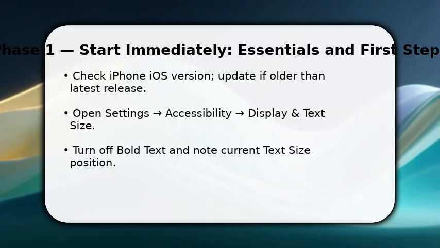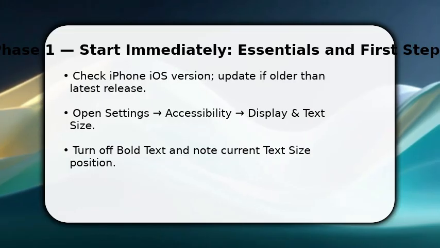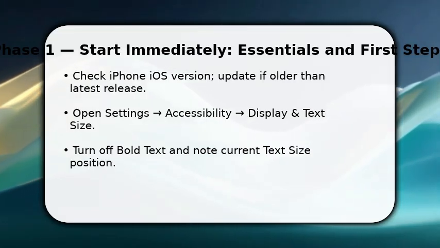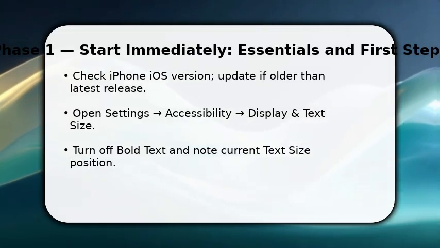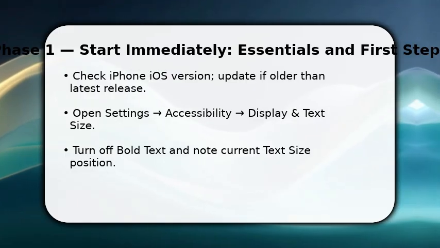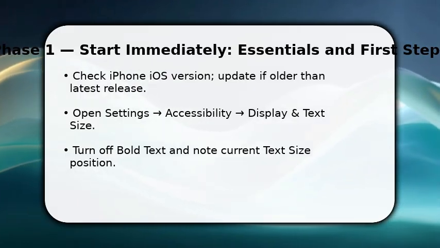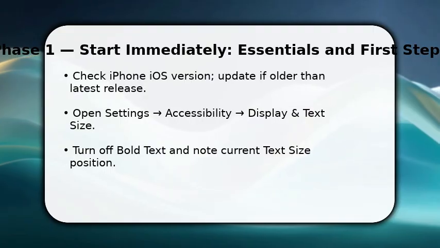Enjoy the video. You're starting now. Check your iPhone is updated, then go straight to Settings, right arrow Accessibility, right arrow Display and Text Size. Once there, make sure bold text is off. That alone can add perceptible weight.